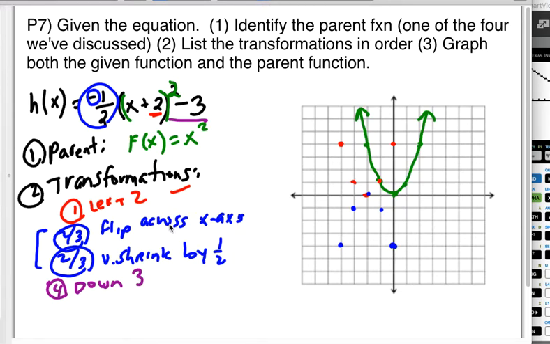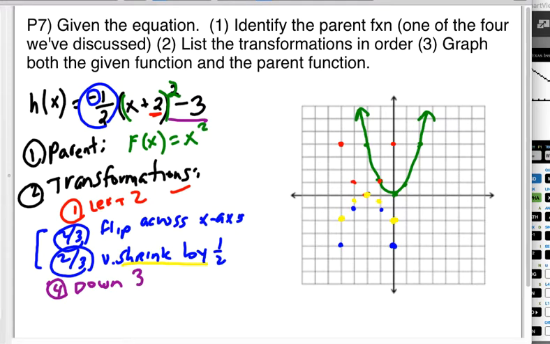I'll go ahead and use yellow for the vertical shrink by 1/2, right? So the vertical shrink by 1/2 means that I cut each y value in half. So 0 divided by 2 is still 0. But 1 divided by 2 is now 0.5, right? So it's a -1, so it would be a -0.5. It's a -4 divided by 2, that's a -2. So now I have these yellow dots.